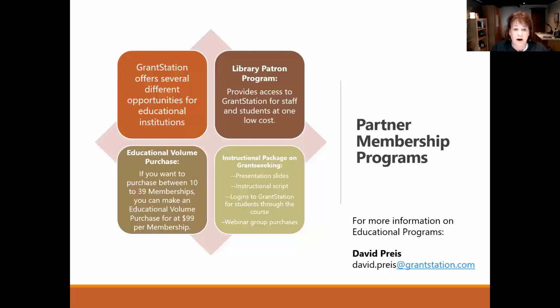We have discounted volume purchases. So if you want to purchase between 10 and 39 memberships, you can work with us to get those discounted rates. And then we have a lot of colleges and universities that offer grant seeking courses. What we offer through our instructional package is the PowerPoint slides and a script as to how to do all of that grant research that's in the build section. So you can just pick that up and teach it. And then the students get logins to GrantStation while they're taking the course.